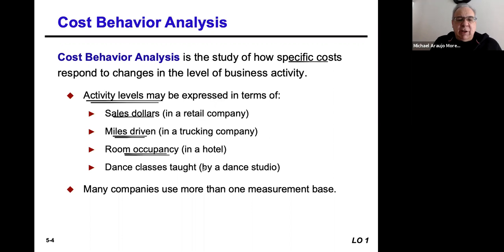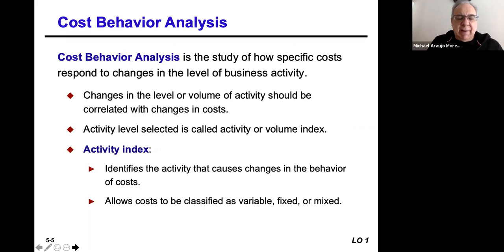Right. And classes, dance classes at a dance studio, again, as more and more and more classes get taught, some costs are going to change in response to that. Other costs are going to be the same. Many companies use a lot of different measurements. And so, to track all of this, they usually call it an activity index or a volume index, because that index helps them identify the activities that are causing the changes in the cost structure.